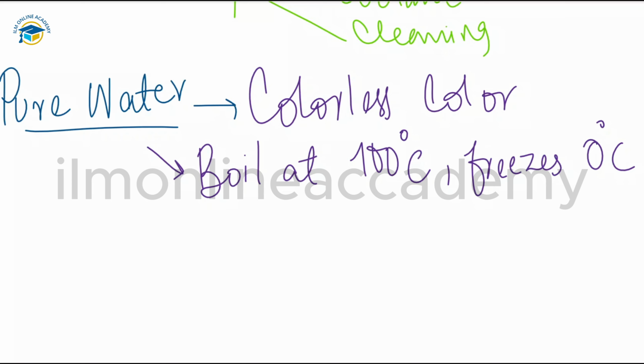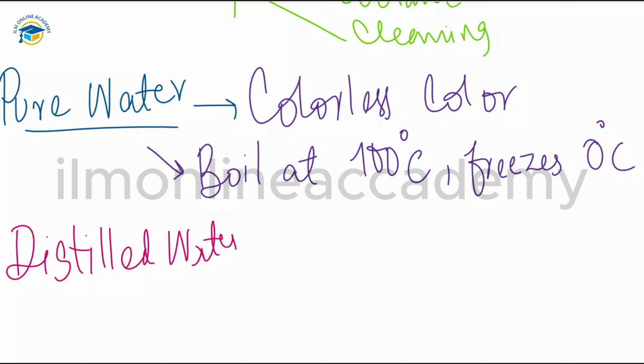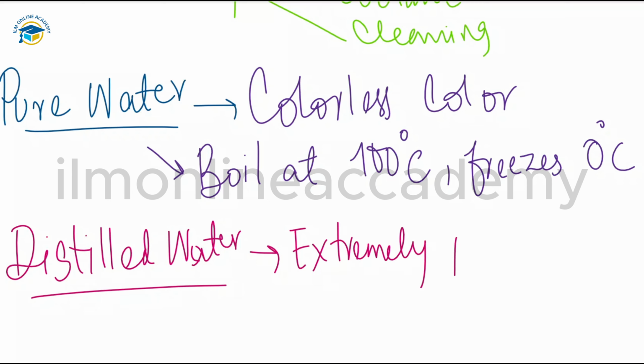Next we will talk about distilled water. Distilled water is that which we get after the process of distillation. This is extremely pure, because we get this one after the distillation process, and it is also used in so many experiments over tap water. We can also use this to test the purity of the water.